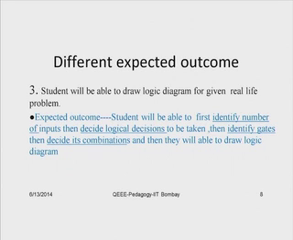Now let us move to the third learning objective. It says students will be able to draw a logic diagram for a given real life problem. A real life problem is given to them, and they have to identify how many inputs there are, which logical decisions are to be taken, identify the gates, then decide what the combination is, and then draw the logic diagram. All these steps should be done by the student, all this level of thinking.